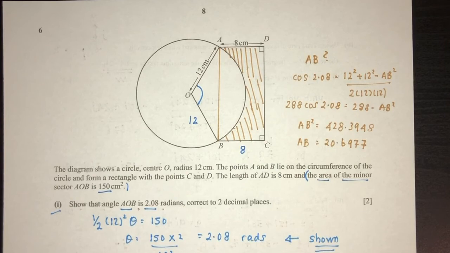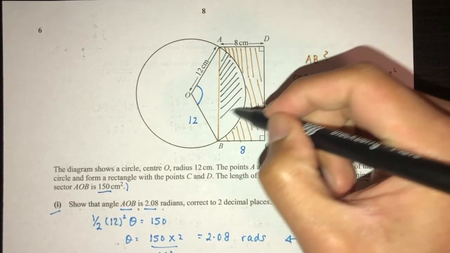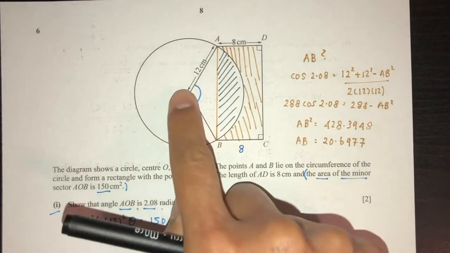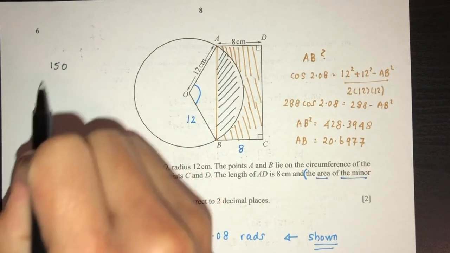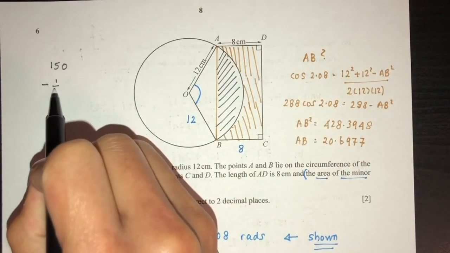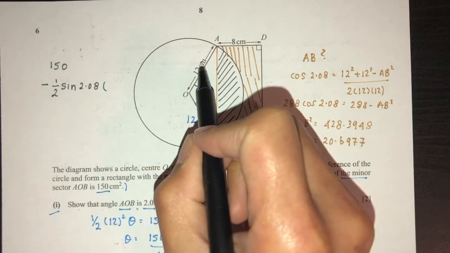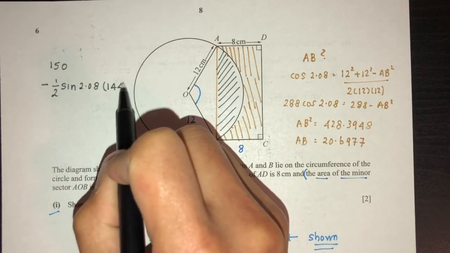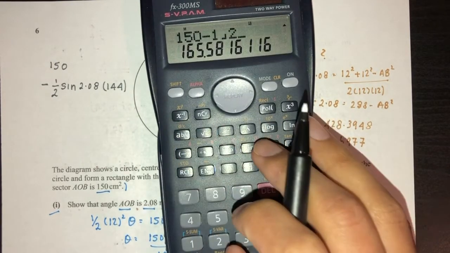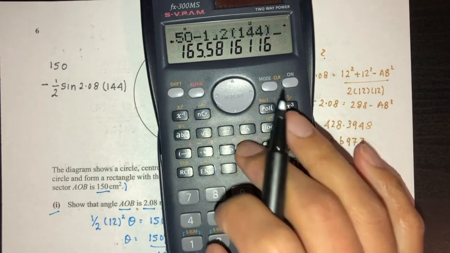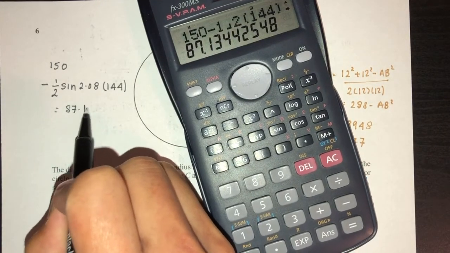Now we have to minus this area, right? This is the area of the segment. So how can you find this area? If you observe, this is the area of the sector minus the area of the triangle. So we know the area of the sector is 150 minus the area of the triangle. We can use the formula half times the two sides of the triangle times the sine of the angle. That will be 150 minus half of 144 times sine of 2.08. That will be 87.1344.